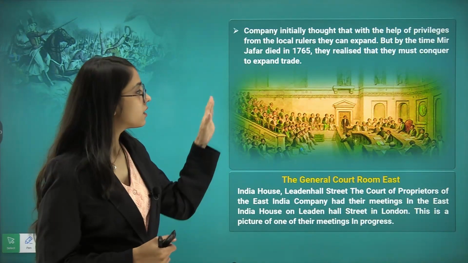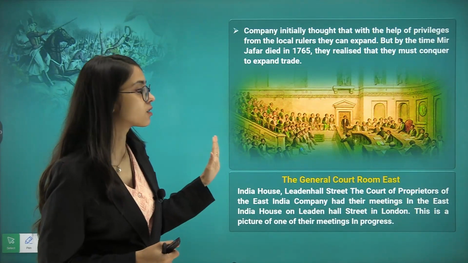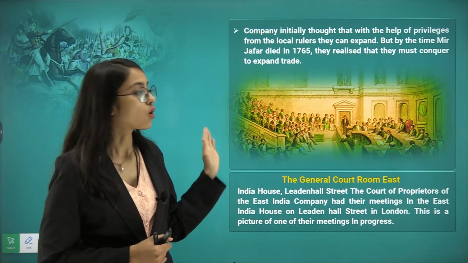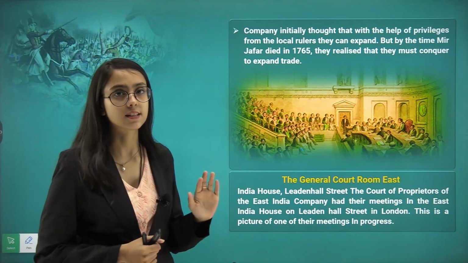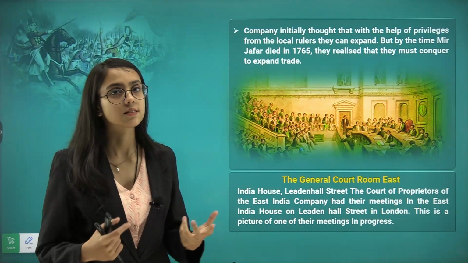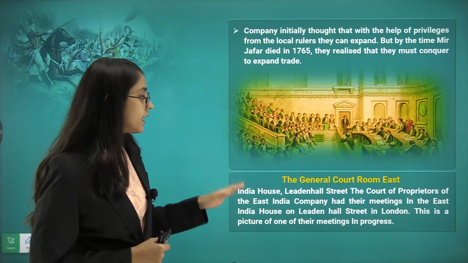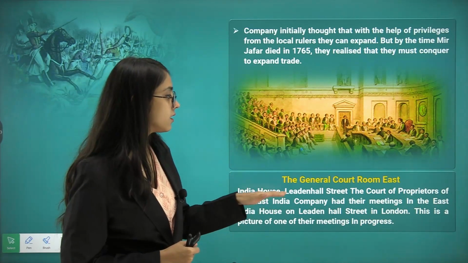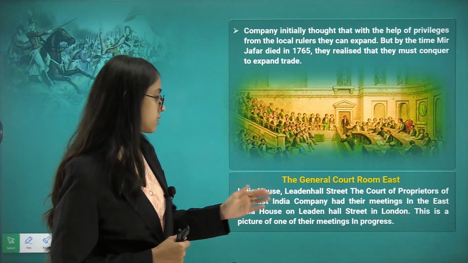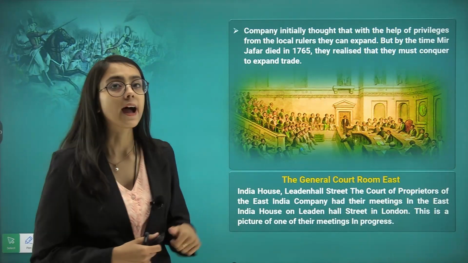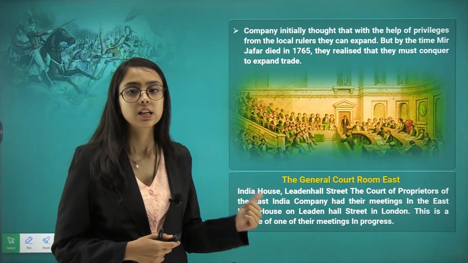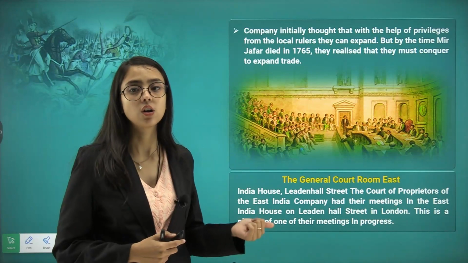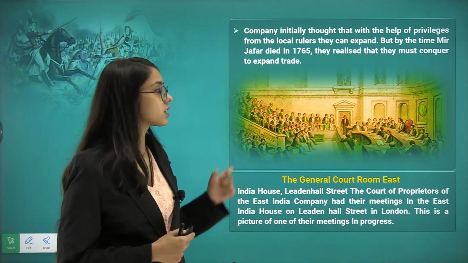Here, as you can see, this is a general courtroom. All the governors and officials sit here, make policies and discuss strategies. This is India House, the court of proprietors of the East India Company. They had their meetings in the East India House on Leadenhall Street. It is located in London.